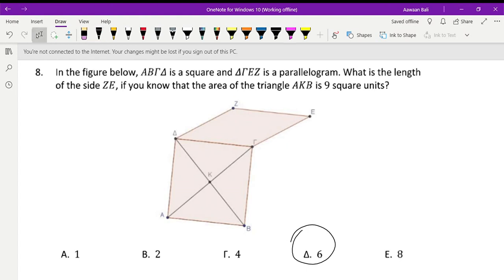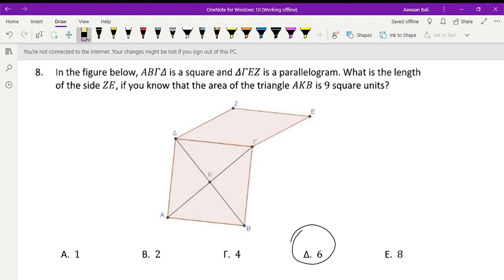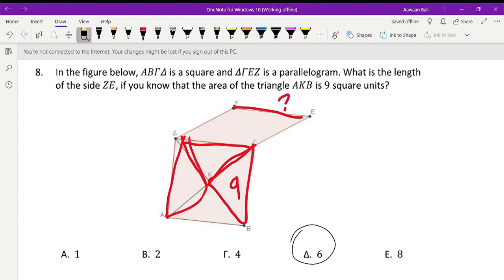Question number 8. In the figure below, alpha, beta, gamma, delta is a square, so it's basically saying this is a square, this is a parallelogram, and it's asking the length of this side if you know that this side is 9, if you know that the area of this is 9. Okay, so basically, in questions like these, we need to piece things together.